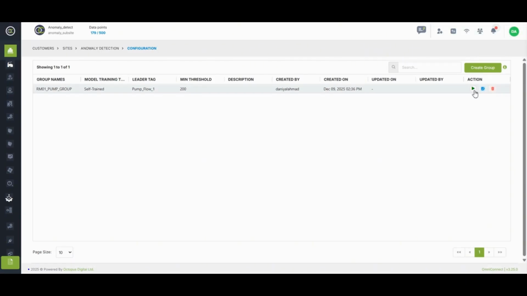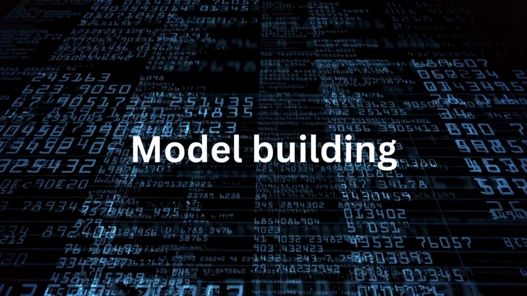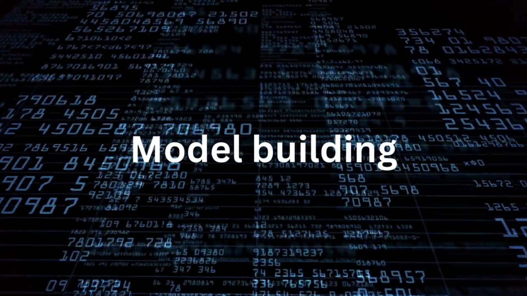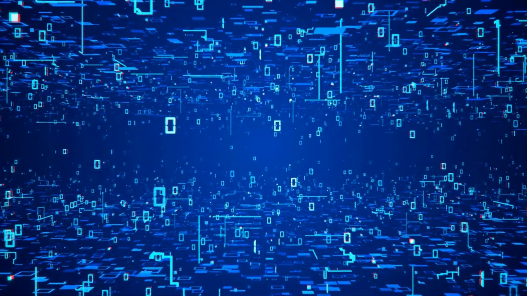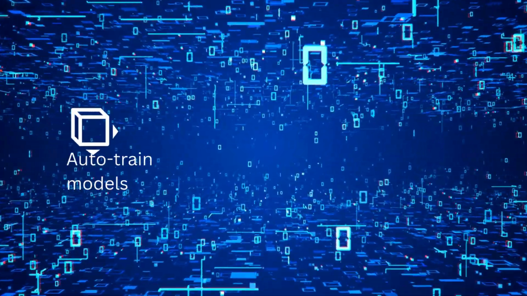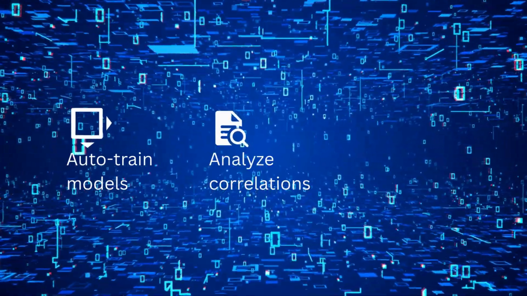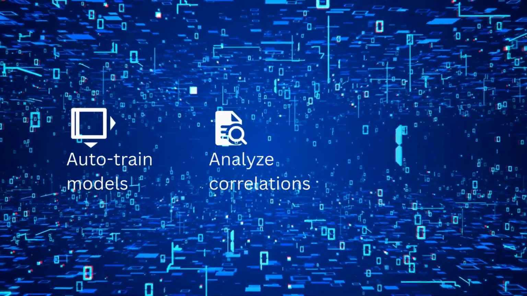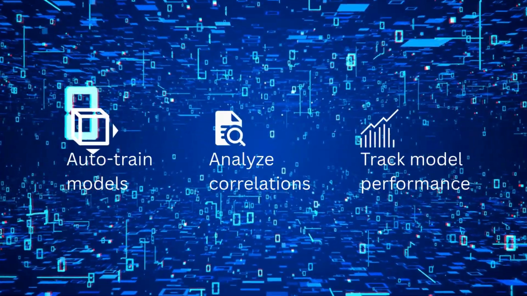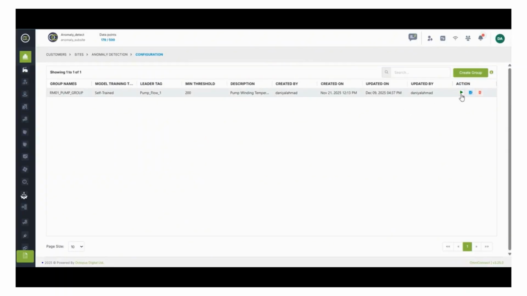I can now see the anomaly group in the configuration environment, but it's not running yet, indicated by the pause icon. Before turning it on, let's review what happens when the model starts. Model building is fully automatic. ADE uses stable data flowing into OmniConnect to create models. It applies AI and ML to determine correlation strength between contributing and model tags. ADE also tracks model performance indicators.